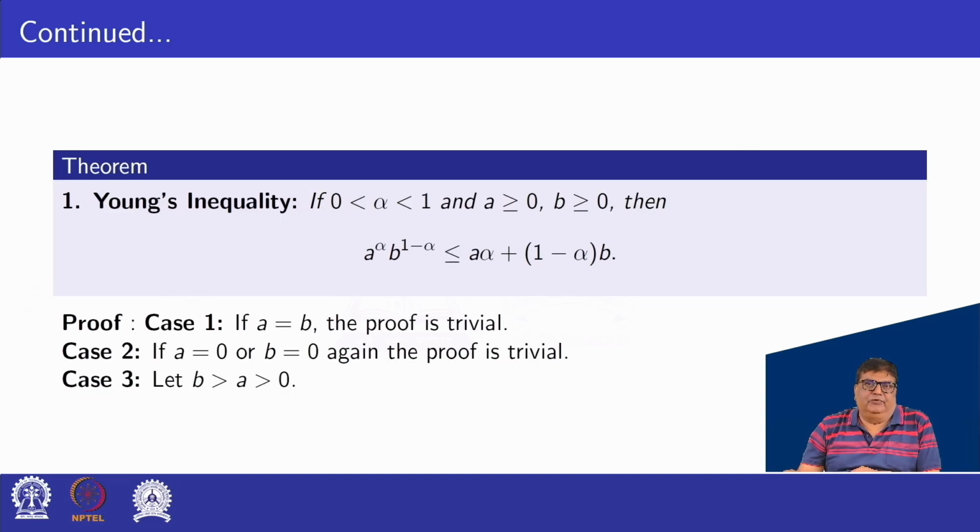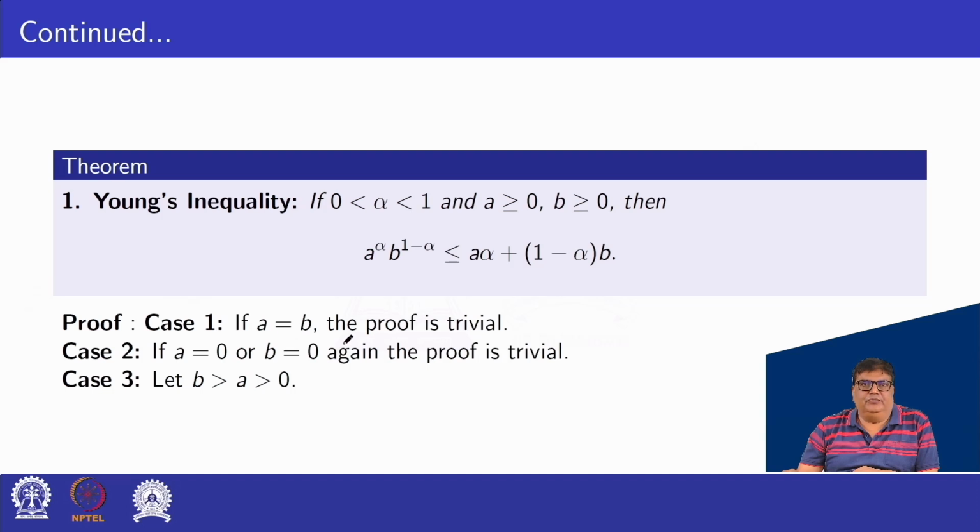First, Young's inequality. If alpha lies between 0 and 1 and two numbers a and b are positive, then a to the power alpha into b to the power 1 minus alpha is less than or equal to a alpha plus 1 minus alpha into b.